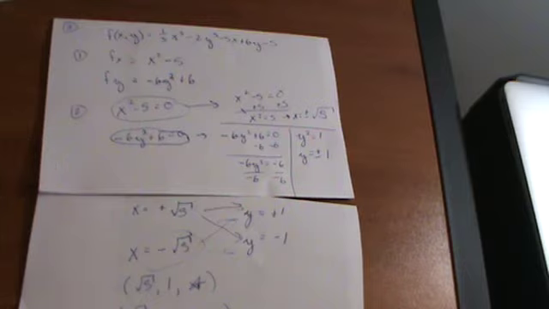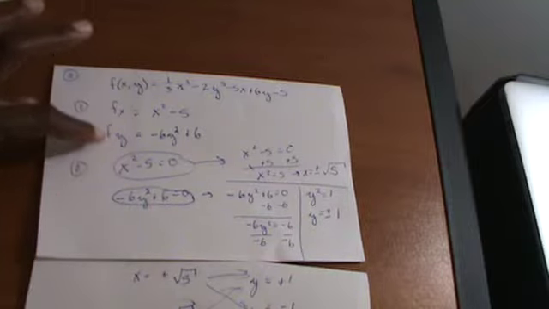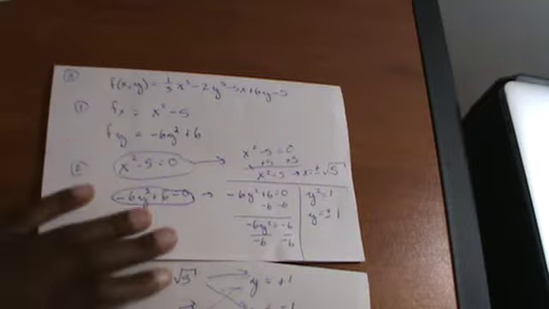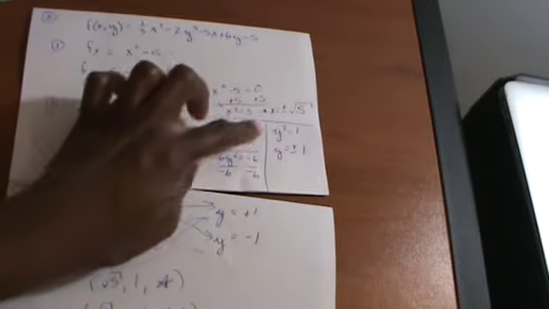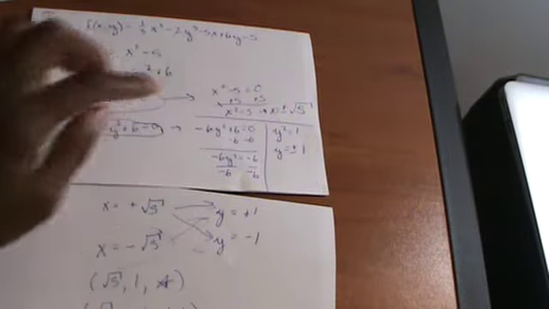This is the third problem that I did for you guys. Okay, so here we go. Take your derivatives. Set your derivatives equal to 0. And if you'll notice, you got x equals plus or minus the square root of 5, and then y equals plus or minus 1. And I said you could group it in these various ways.